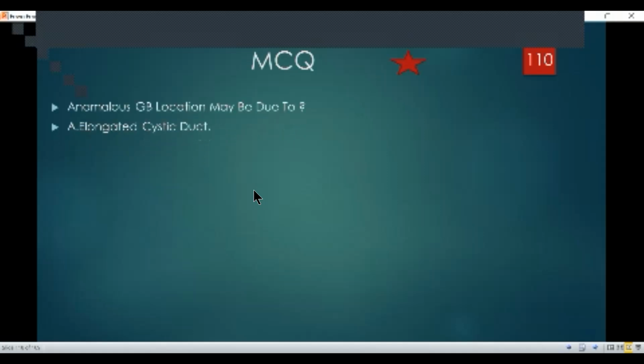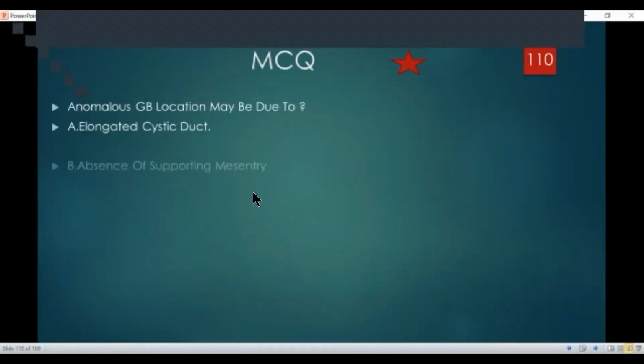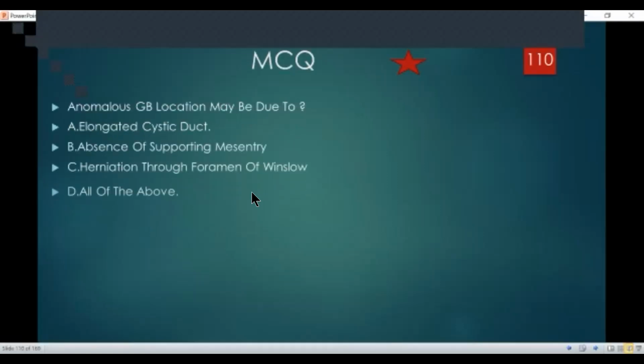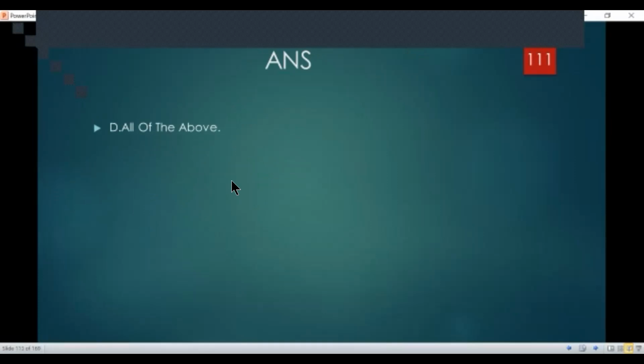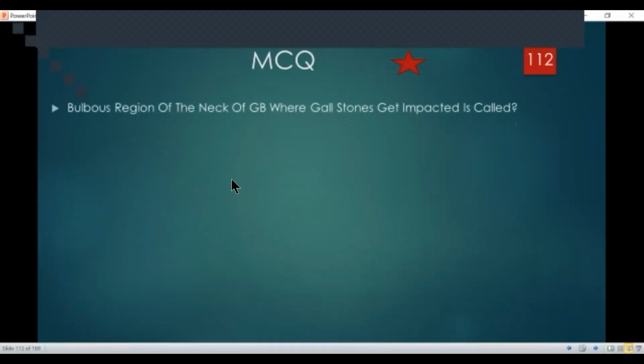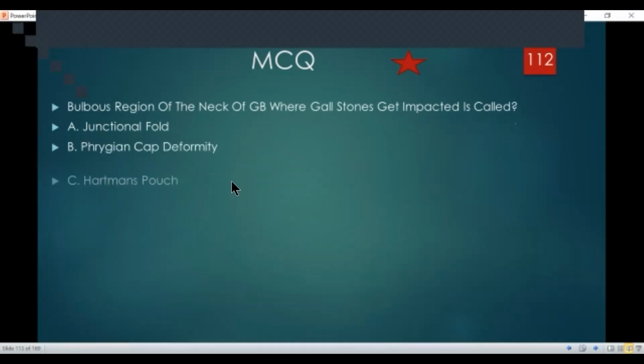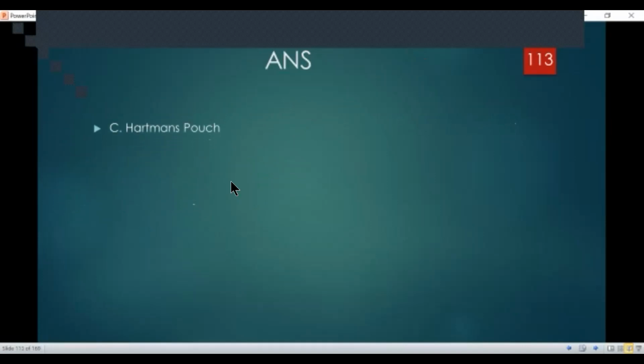Anomalous gallbladder location may be due to. It may be due to all, that is elongation of the cystic duct, absence of the supporting mesentery, and herniation through the foramen of Winslow. All of the above. Bulbous region of the neck of the gallbladder where the gallstone gets impacted is known as? Yes, it is Hartmann pouch.